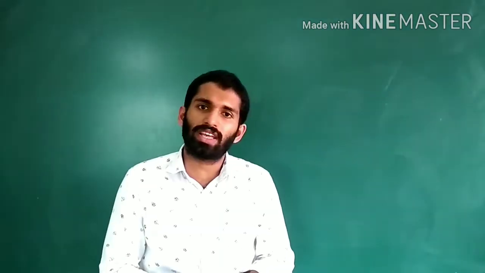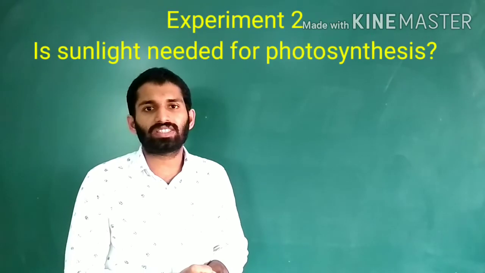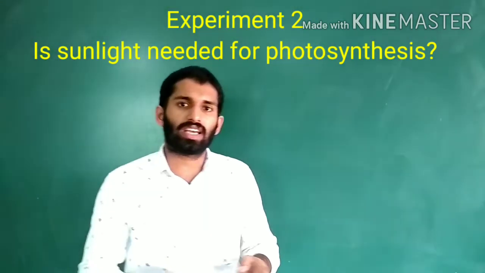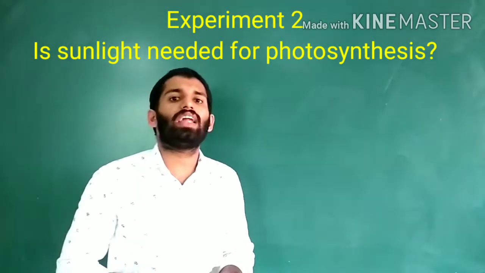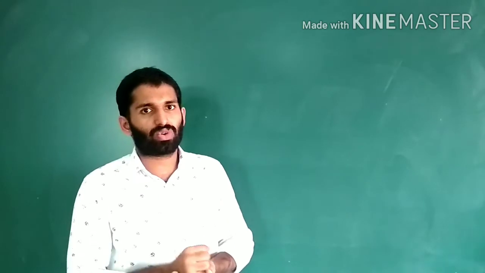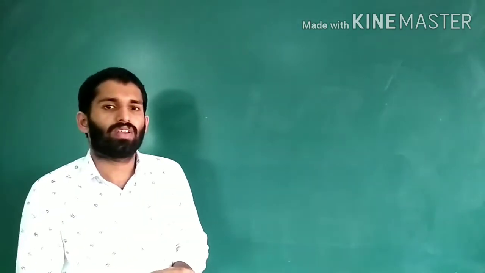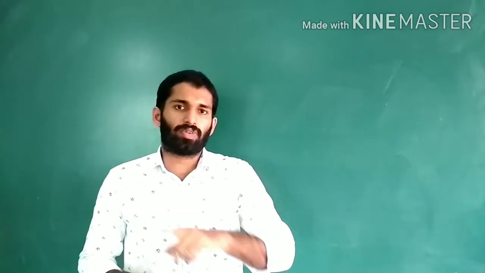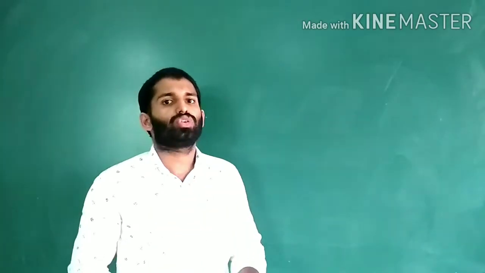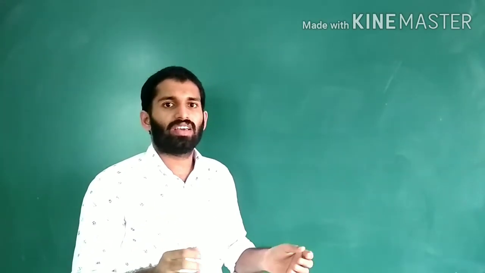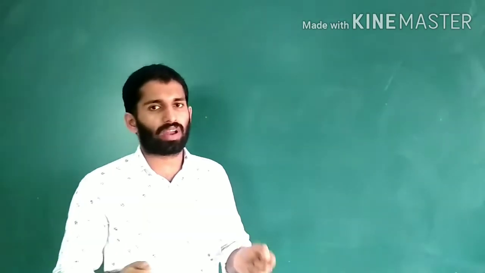Now we can move to the second experiment. What is the second experiment? The second experiment is to check if sunlight is needed for photosynthesis. So let us check it. What are the steps for doing the second experiment? What is the first step? You should have a healthy potted plant.